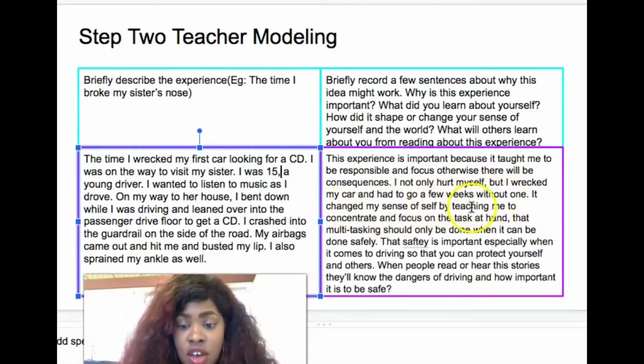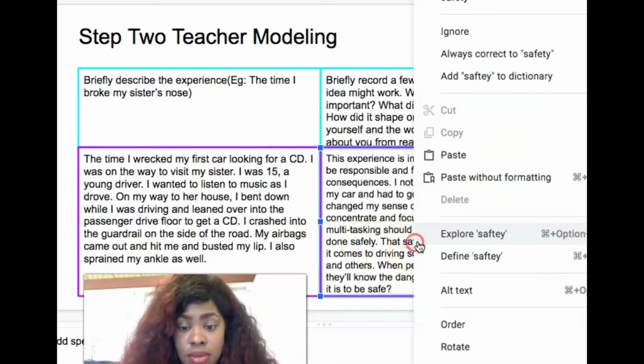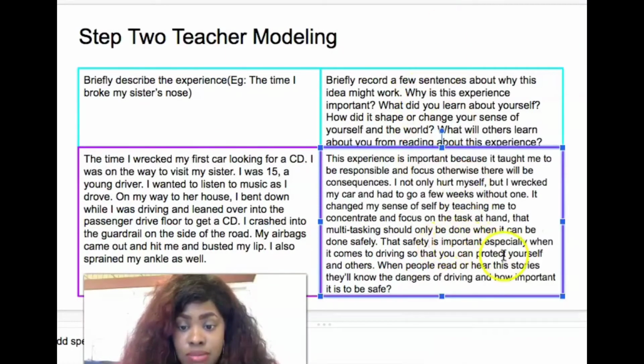It changed my sense of self by teaching me to concentrate and focus on the task at hand, and that multitasking should only be done when it can be done safely. It also taught me that safety is important, especially when it comes to driving, so that you can protect yourself and others. And when people read or hear this story, they'll know the dangers of driving and how important it is to be safe. So you are going to have to do an example of this on the handout.